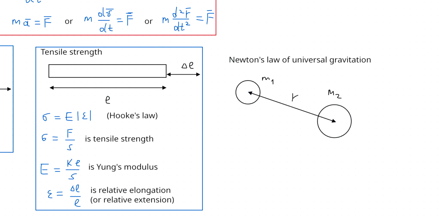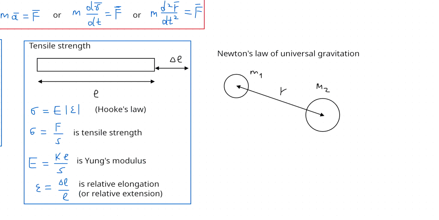And in this case, the interaction between these two masses is defined by gravity force, and this gravity force is equal to G multiplied by m1, m2 divided by r to the power of 2. And this is the force of gravity.